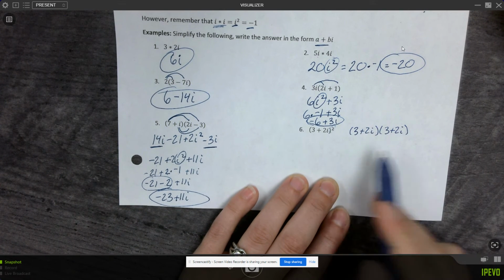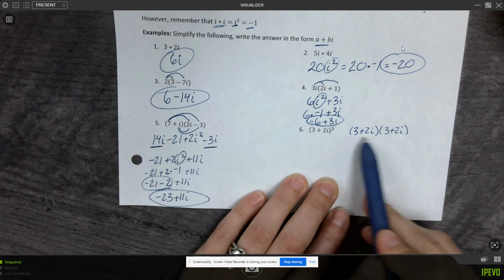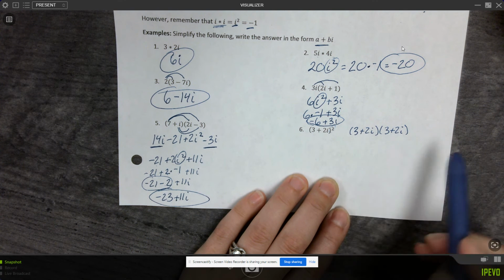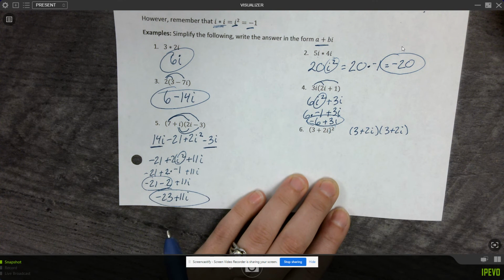Squaring means you multiply it by itself. So set it up the same exact way with two sets of parentheses, and then do your box or FOIL. I'm going to do FOIL again, but if you do box, you should have the same 4 terms, and if you have an issue anywhere along the way, let me know and I can help you.